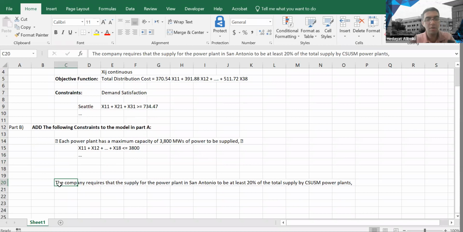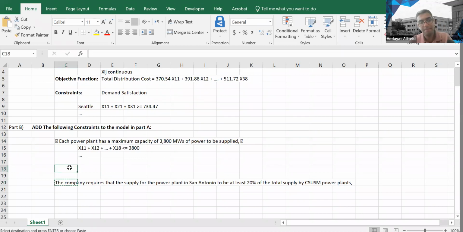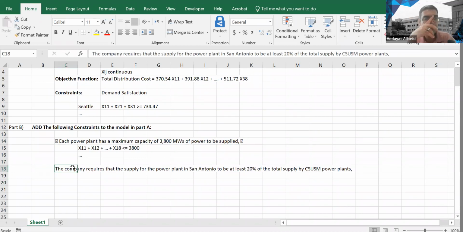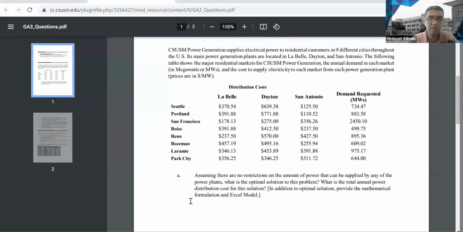The company requires that the supply from the San Antonio power plant be at least 20% of the total supply. How do I write this one? San Antonio is number 3.